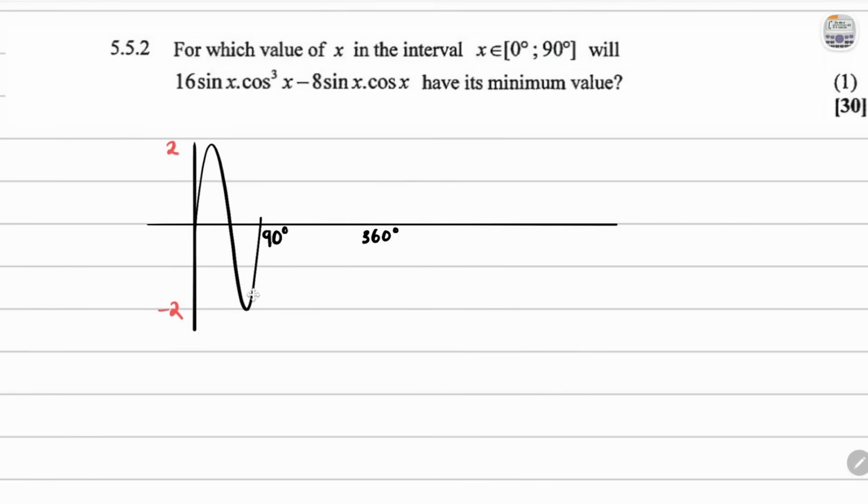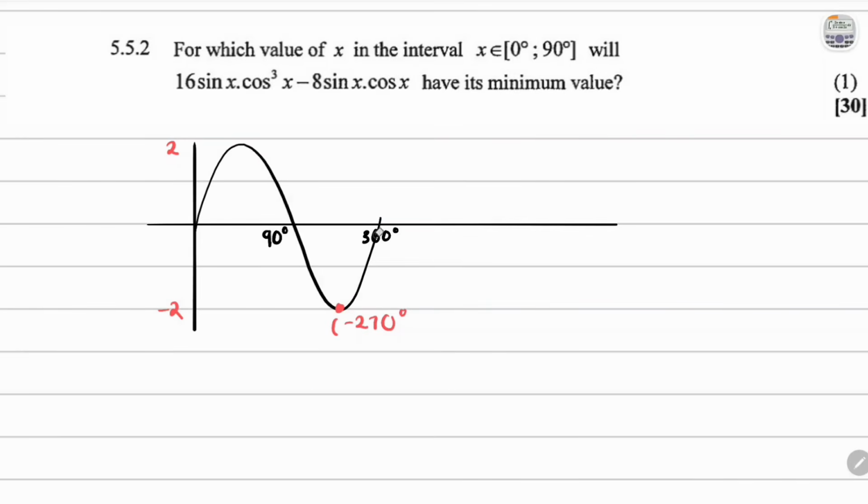So still thinking about this, when it went from 0 to 360 degrees, where was the minimum value? The minimum would be at -2, right? So we go 0 degrees and 0, and then 90 degrees and 2, and then 180 degrees and 0. And then this would have been 270 degrees and -2. That's what it would have been.